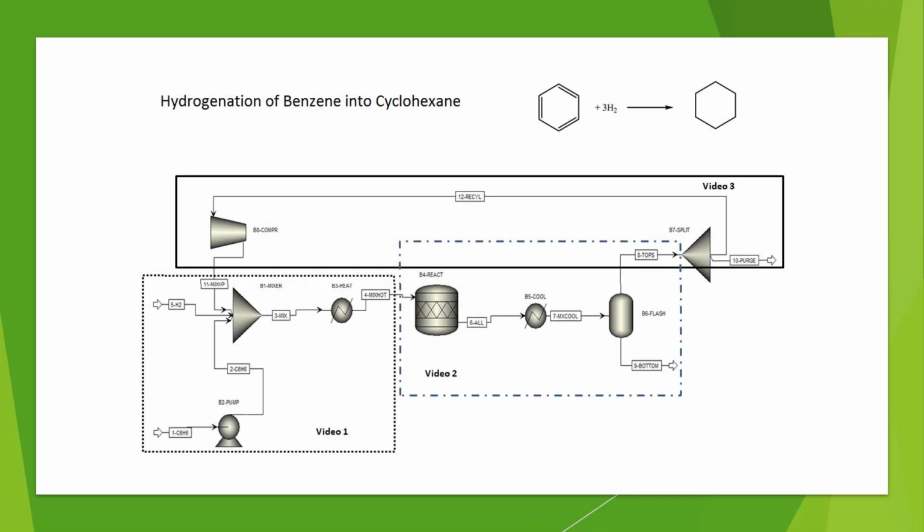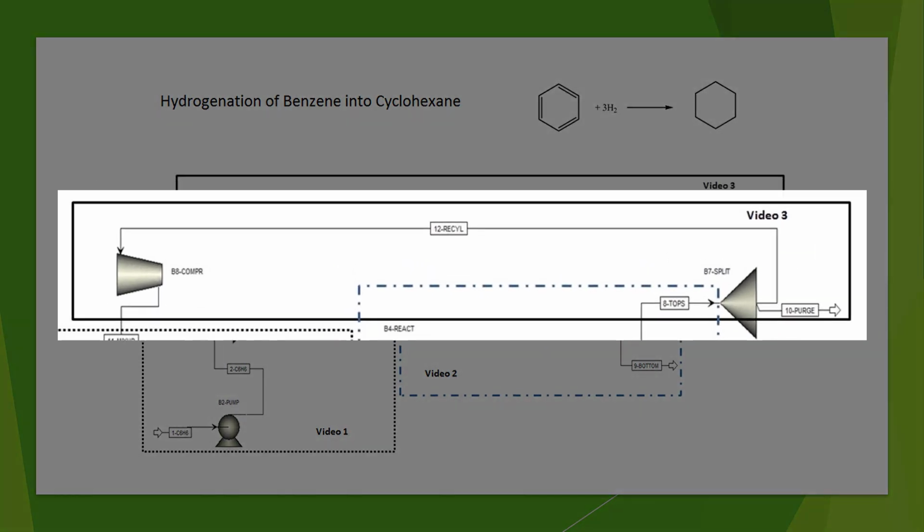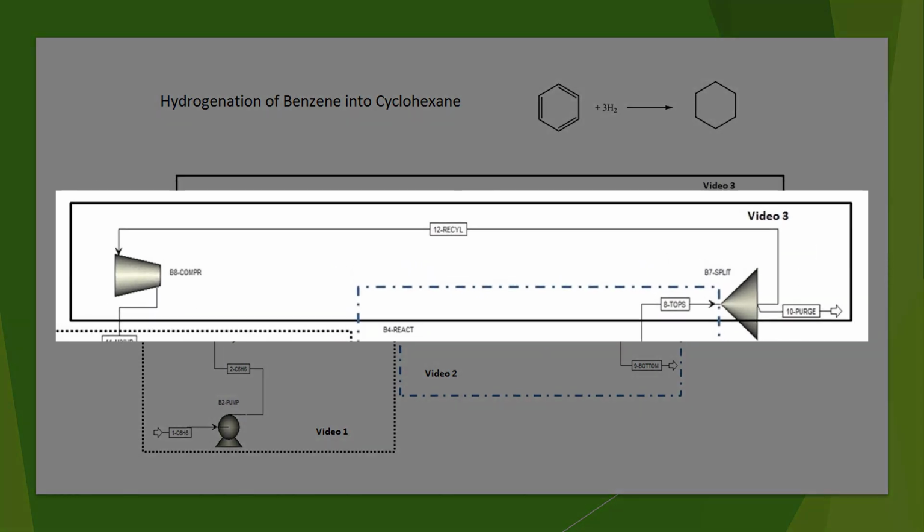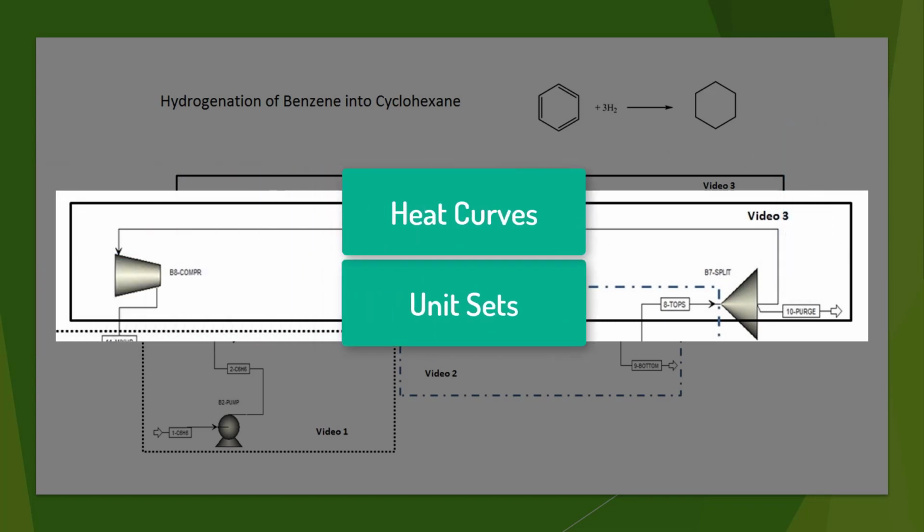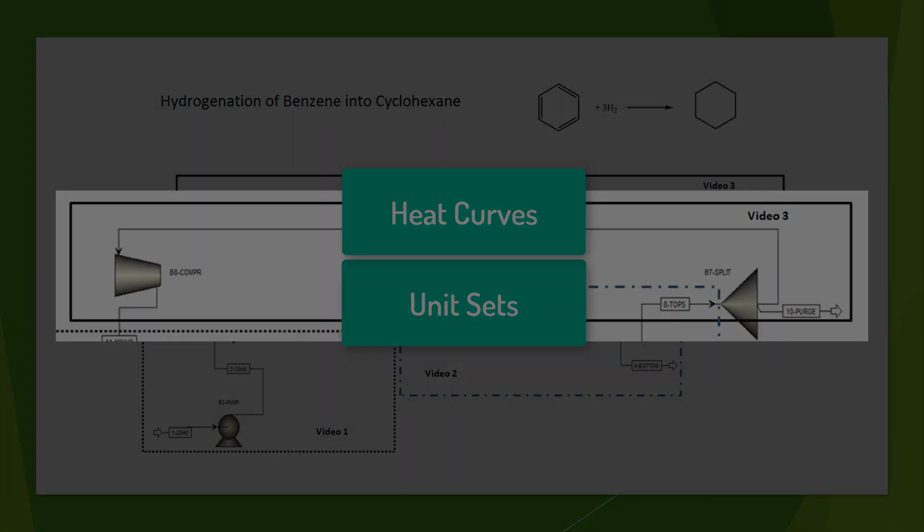For Part 3, a compressor block, recycle stream, splitter block, and purge stream will be added to the hydrogenation model. The recycle stream is added to limit the waste of hydrogen and cyclohexane, and the purge stream is added to prevent vapor buildup in the system. In addition, heat curves and unit sets will be introduced in this video.